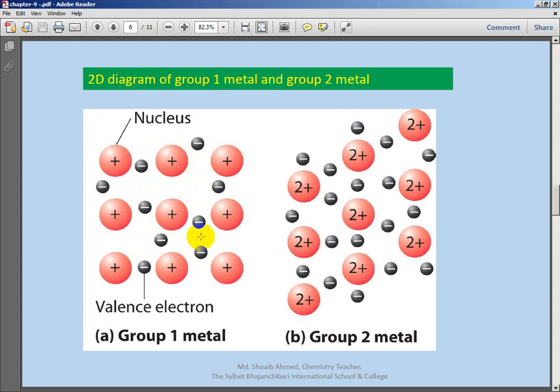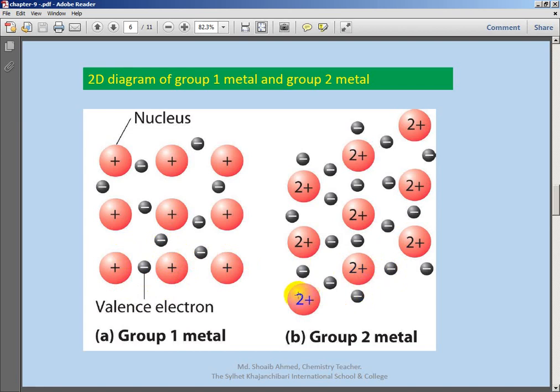It should be the same number of electrons. 9 positive charge, so 9 electrons. Don't give more. Okay, try to understand it. So here this is the 2D diagram of group 1 metal. This is the 2D diagram of group 2 metal. You can write all metals: beryllium, magnesium, calcium, all are 2D.